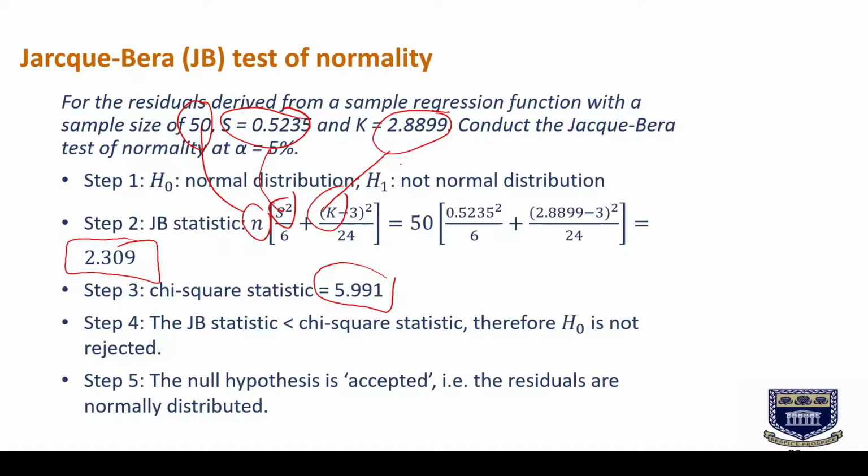So the JB statistic is less than the chi-square statistic. Therefore, we do not reject the null hypothesis that the residuals are normally distributed. Okay, so in this case, we can conclude that the residuals are normally distributed. Had the JB statistic been larger than 5.991, we would reject H0 and we would conclude that the residuals are not normally distributed.